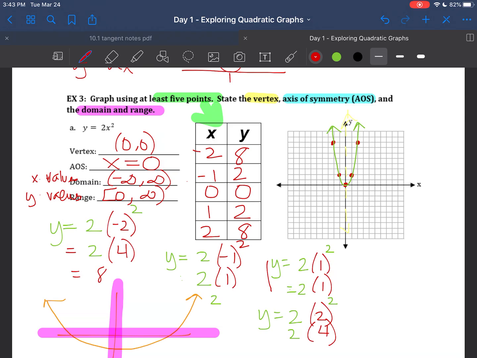Now, I just realized I did not give you this table right here on your notes. Just draw yourself a T-chart with an x and y, and I'd like you to try to do the exact same thing. So please pause the video and get as far as you can before coming back.